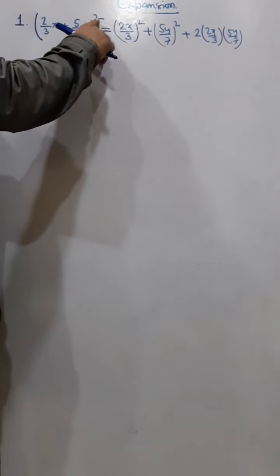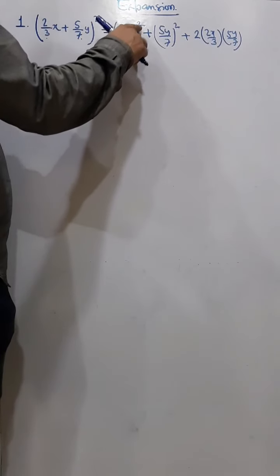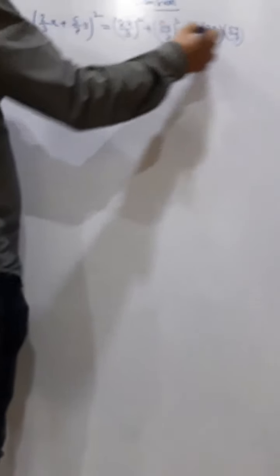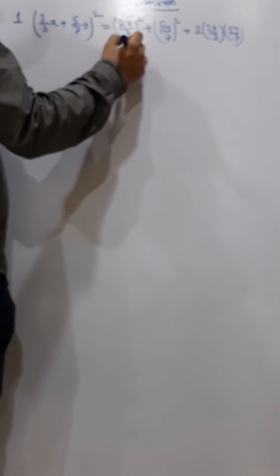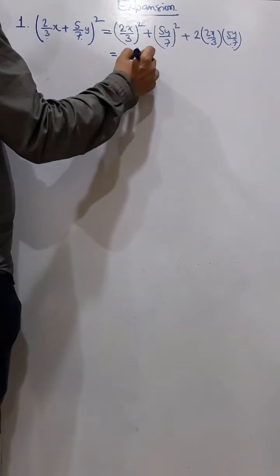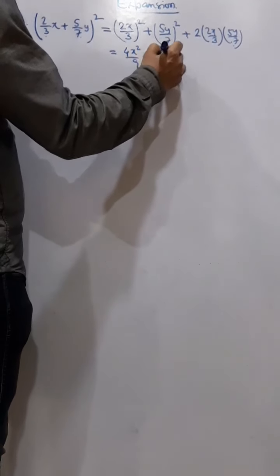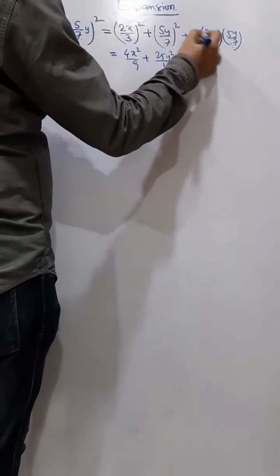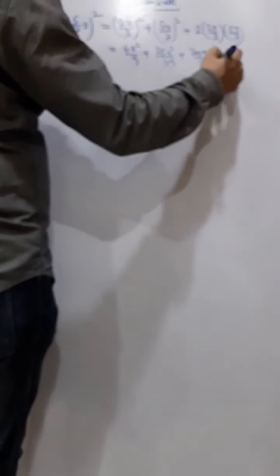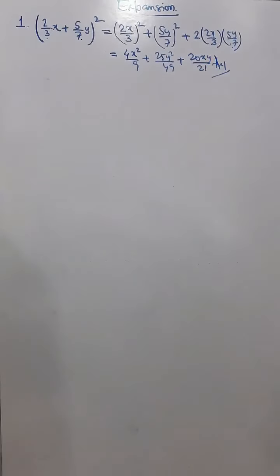So I think this one is a and this one is b, and this is (a plus b) whole square. What I told: a square plus b square plus 2 into a into b, and then we solve this. We get 4x square by 9 plus 25y square by 49, and plus, if something gets cancelled we cancel it, otherwise we get 2 into 2 into 5, which is 20xy by 21. So this is the answer.